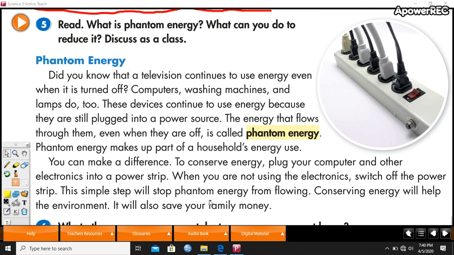As information for you, it can save your family money, because your parents have to pay the electricity bill every month. So if you still plug it in, the energy still flows, and you still use the electricity.